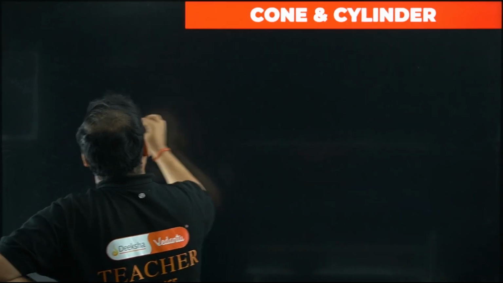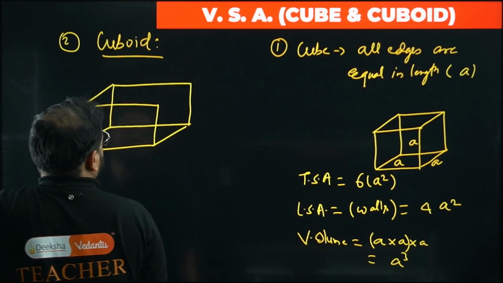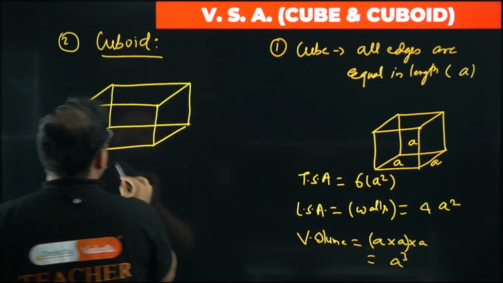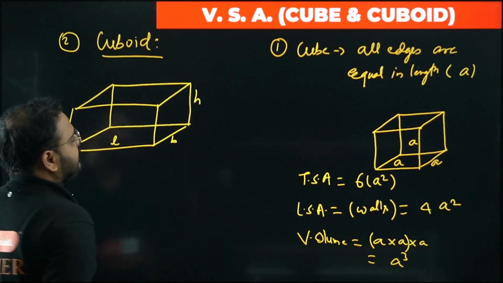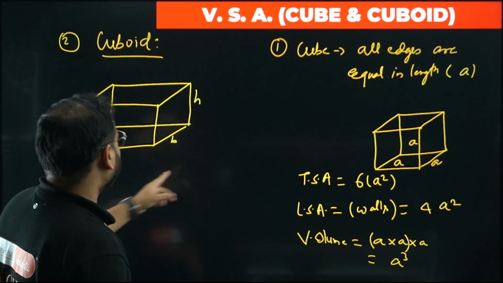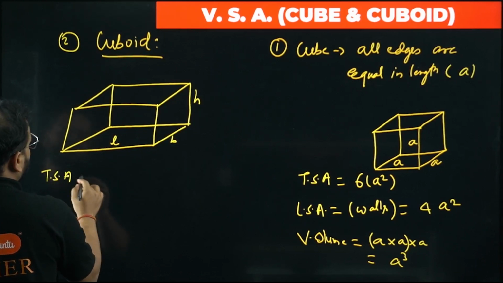This is a cuboid, right? Correct, this is a cuboid, sir. Where this is called the length, this is called the width or breadth, and this is the height, right? Length, breadth and height. Check the formula for the total surface area. How much is that, sir?